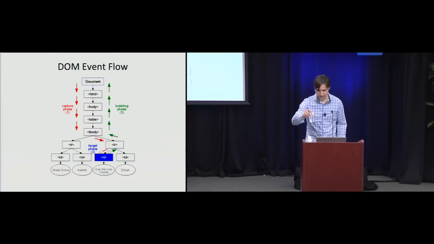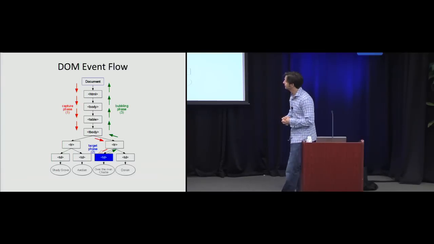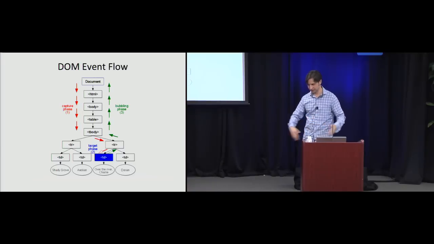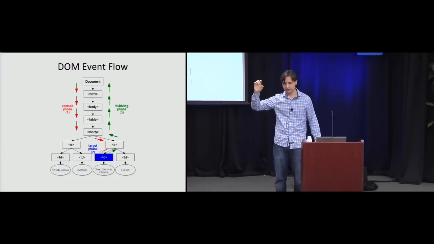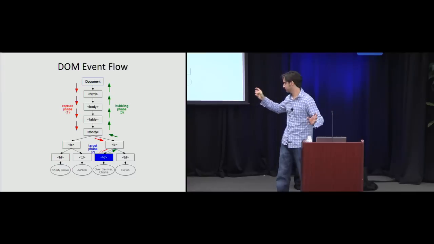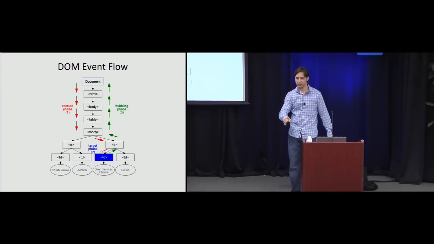All right, so event flow. This is probably the most important part of this talk. If you're going to remember anything, remember this. There's 3. All right, so how can I explain this? There's basically 3 things that happen. A user clicks. So we're going to use clicks as our example here. A user clicks on a document.